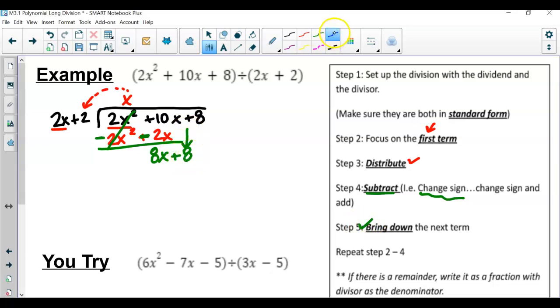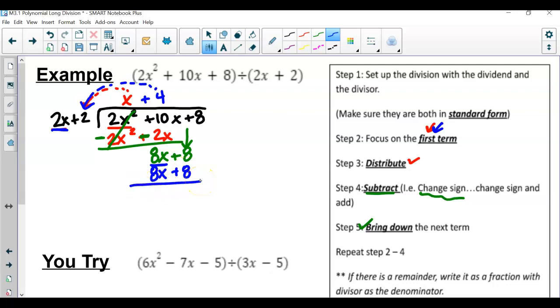Here we go again. Go back to focusing on the first term. 2x into 8x. Well, 2 divided into 8 is 4. And then we only have our 1x that we need, so we're good to go. 4 times, because I know that's going to give me 8x. But don't forget to also multiply 4 times 2. 4 times 2 is 8.